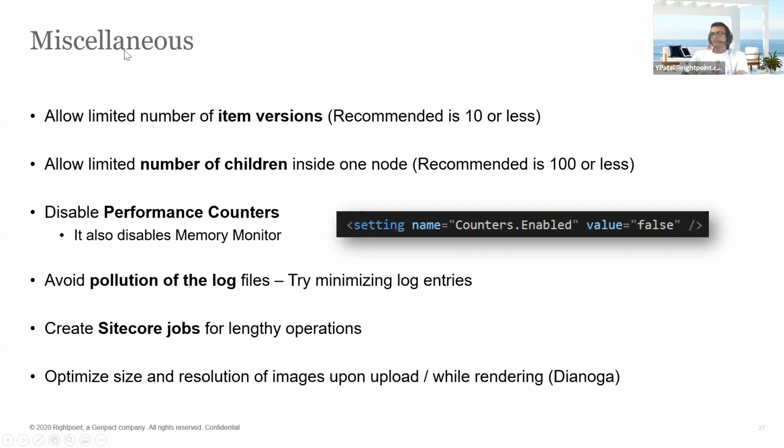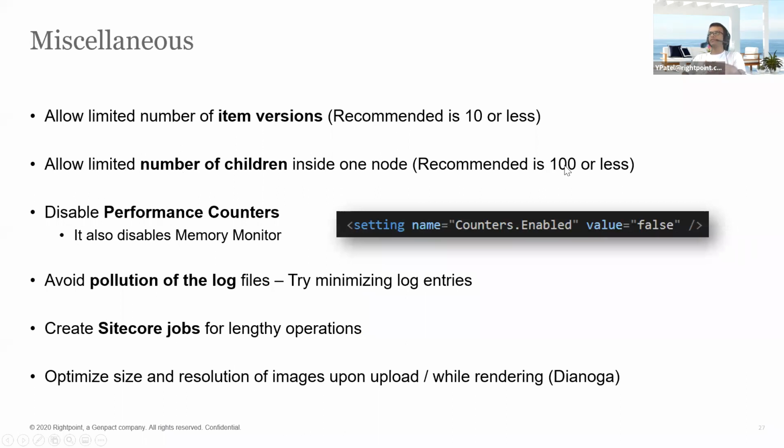All miscellaneous improvement tactics are very general tactics, like allow a limited number of item versions, recommended is 10 or less. The allowed number of children inside one node should also be limited, around 10 or less.